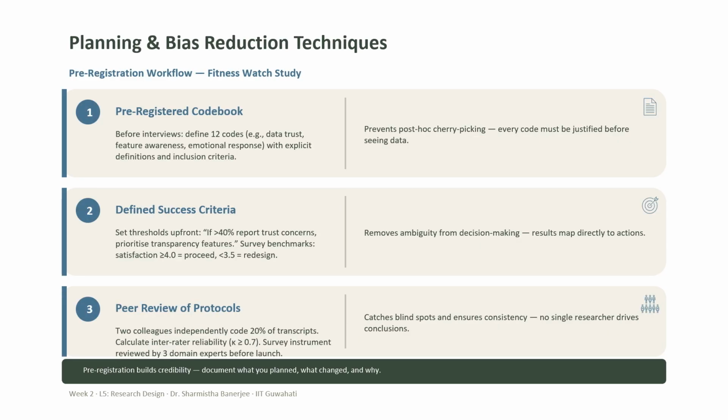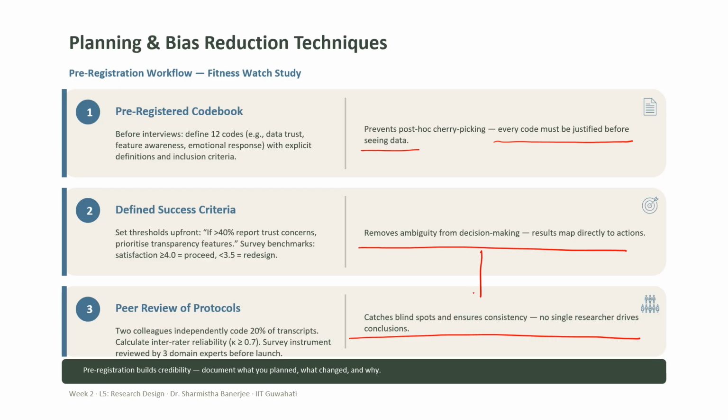Now, planning and bias reduction techniques that we use. As we discussed, we use pre-registered code books. So every code must be justified before seeing the data. I will be reviewing this with my peer review team. I will also define the success criteria. This will remove ambiguity from decision making. I will also use my peer review team to review these protocols.